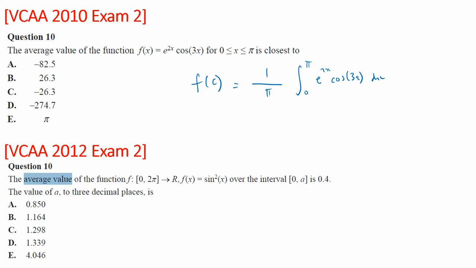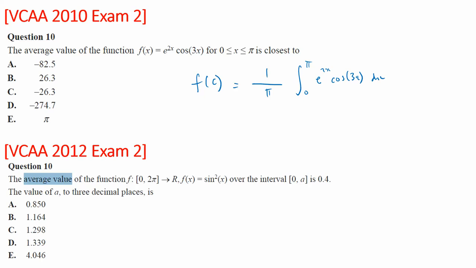Okay? I'm just looking at the next one, whether that's oh, yeah, next one's good. I want you to have a look at the next one. Have a look at the next one. The average value of a function 0 to 2 pi, okay? So you've got a function that's between 0 to 2 pi sine squared x over the interval 0 to a. Oh, okay, so you've got an interval from 0 to a, is 0.4.